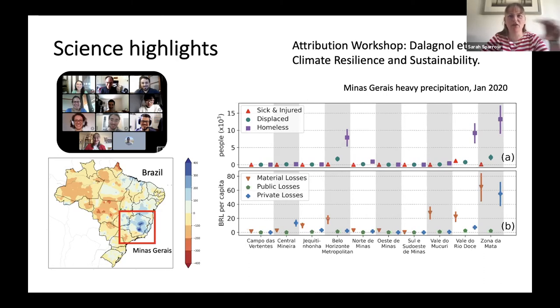We quantified the different extent of losses that could be attributed to climate change. This was run over a week, and we've now submitted the results from this to the Climate Resilience and Sustainability journal.